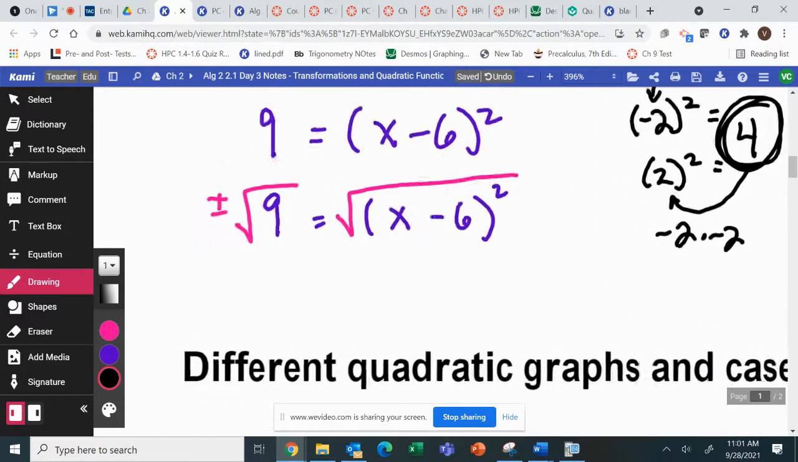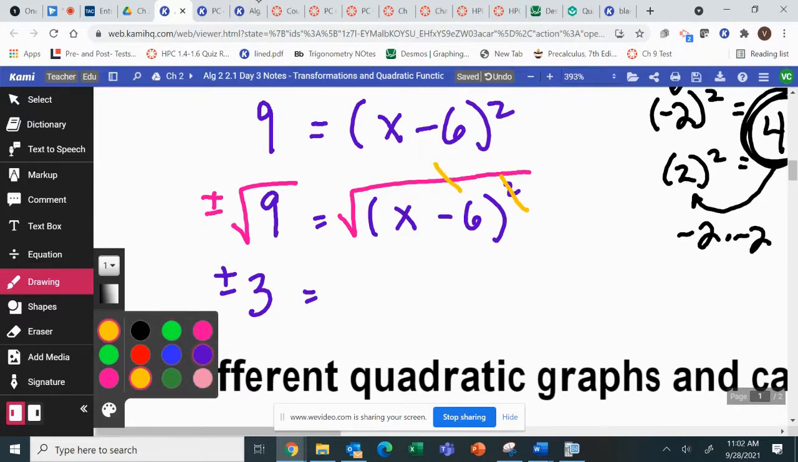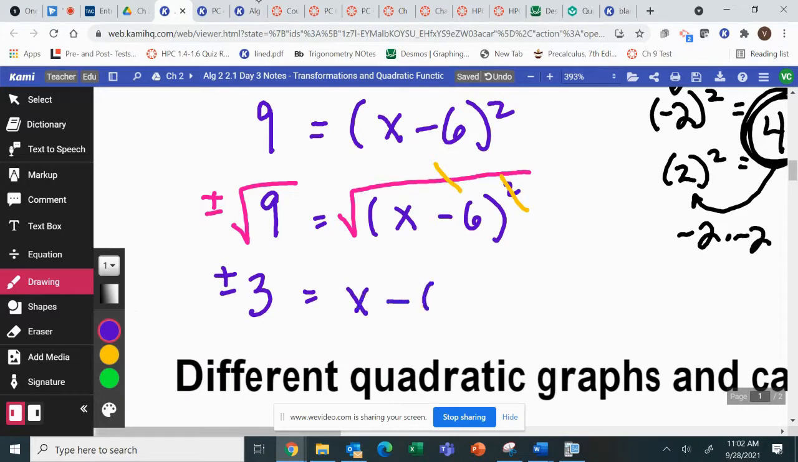Okay, so this is my next step, I put in plus minus square root. Now, what is the square root of 9? So I now have plus minus 3 equals. When we do a square root and a squared, they are inverses, they cancel each other out. So on my other side of the equation, I have just x minus 6.